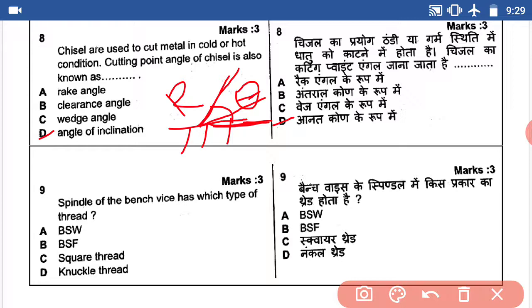Question number 9. Spindle of the bench vice, which type of thread? Square thread. The question answer: square thread. Answer C.